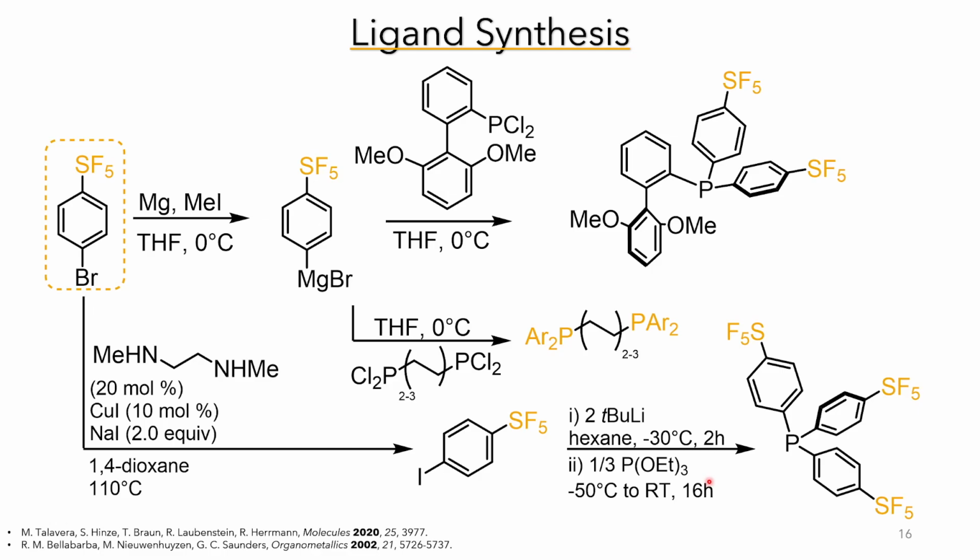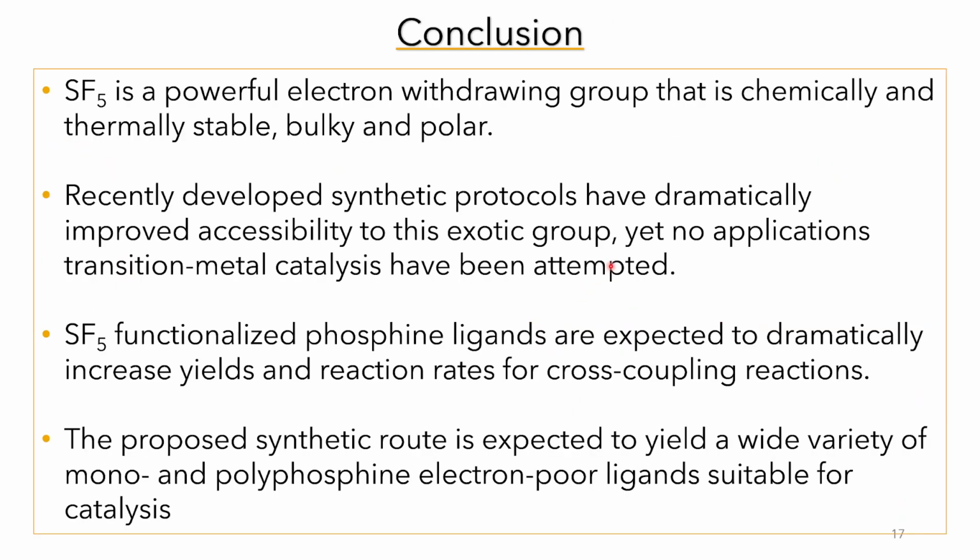So, in conclusion, SF5 is a powerful electron withdrawing group that is chemically and thermally stable, bulky, and polar. Recently developed synthetic protocols have dramatically improved accessibility to this exotic group, yet no transition metal catalysis has been attempted. SF5 functionalized phosphine ligands are expected to dramatically increase yields and reaction rates for cross-coupling reactions, and the proposed synthetic route is expected to yield a wide variety of mono and polyphosphine electron-poor ligands suitable for catalysis.